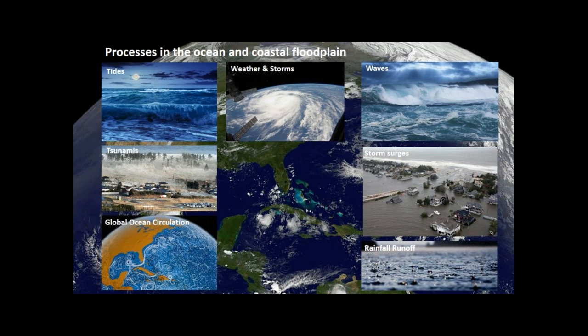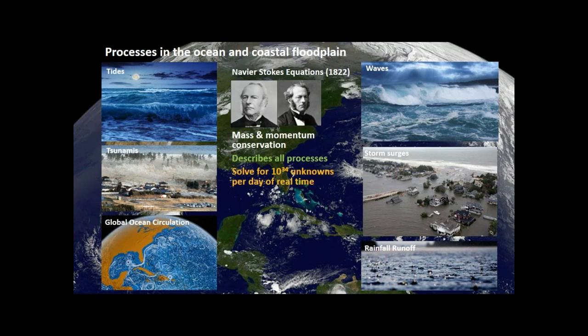We're dealing with the coastal ocean and the adjacent floodplain, which, by the way, does include the Great Lakes. And really, when you start looking at all the bins of different processes, you have tides, tsunamis, big circulation that's very baroclinically driven, waves, storm surges, and rainfall runoff. And what's really interesting to think about is that all of those have been historically very binned.